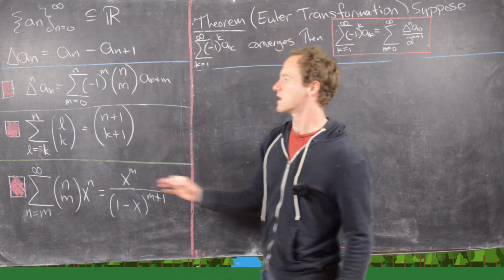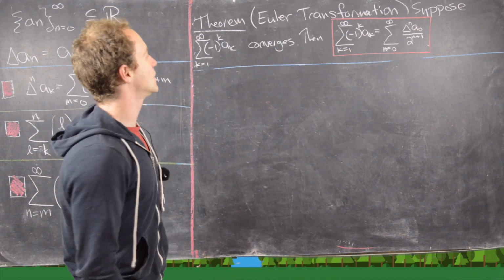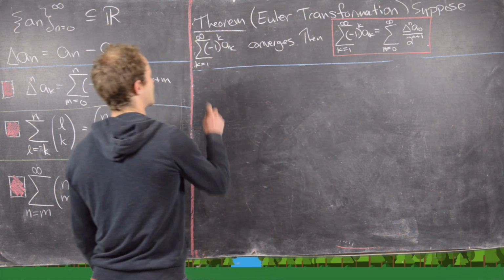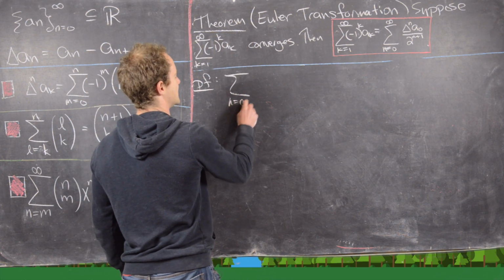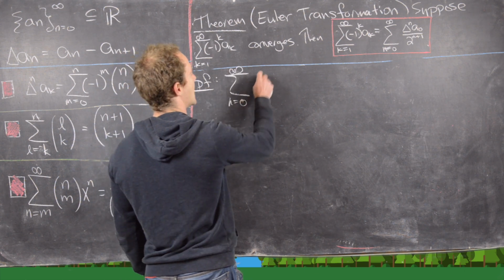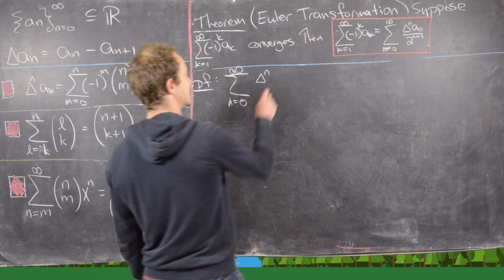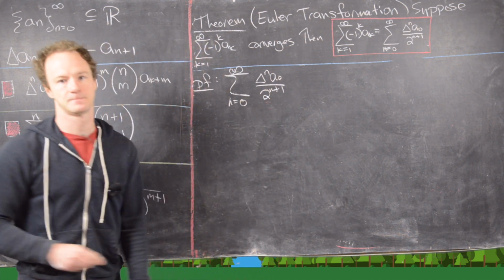Okay, so we've done our preparatory results. Now we're ready for our main theorem. So we'll go ahead and just start at the right-hand side of this. Let's say we have the sum n equals 0 to infinity of the forward difference operator applied n times to a0, over 2 to the n plus 1.